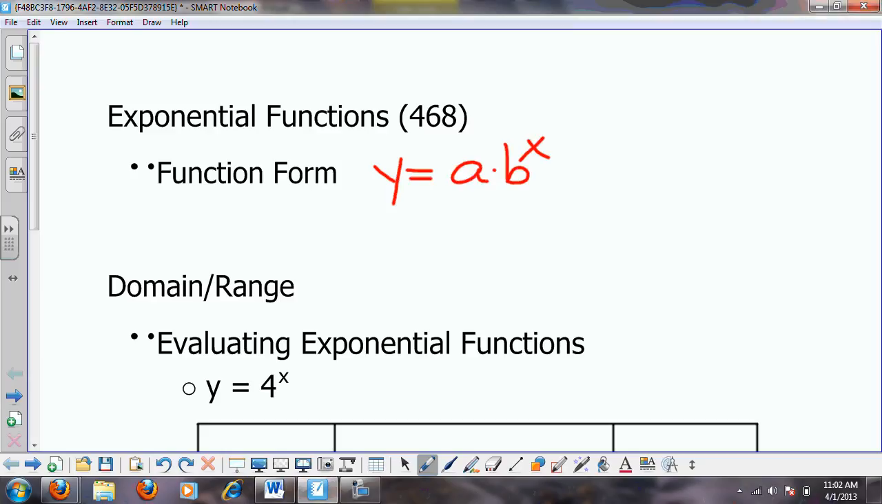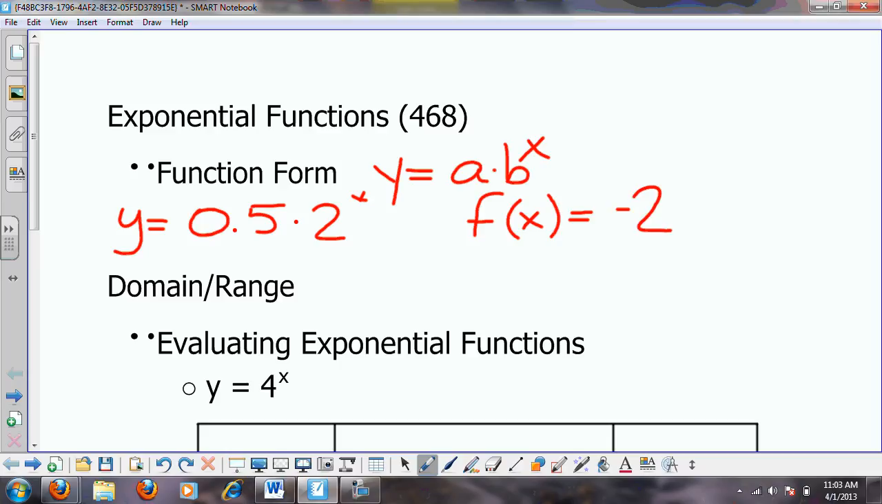Okay, and they give you a couple of examples. y equals 1/2 times 2 to the x, or f of x, oh, we're going back to function notation, equals -2 times 0.5 to the x.